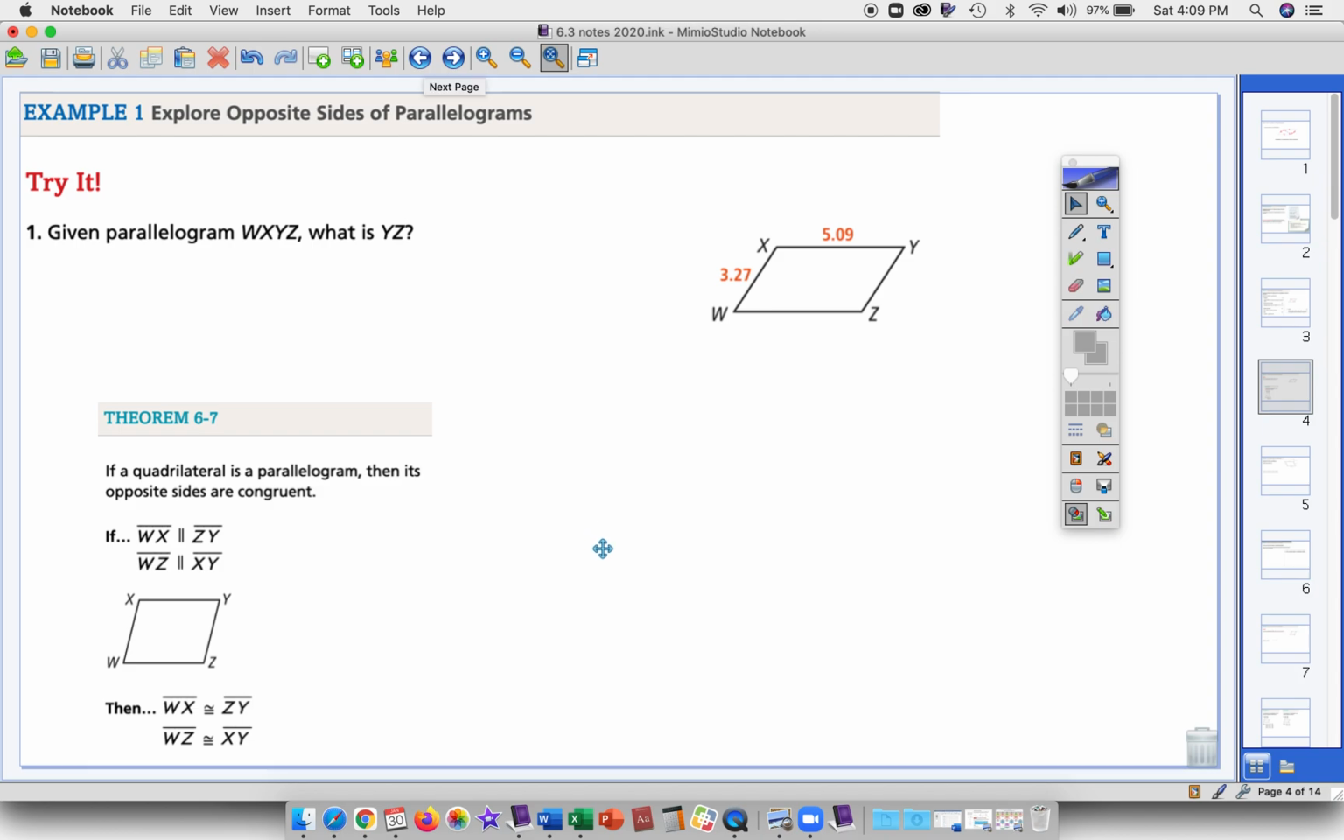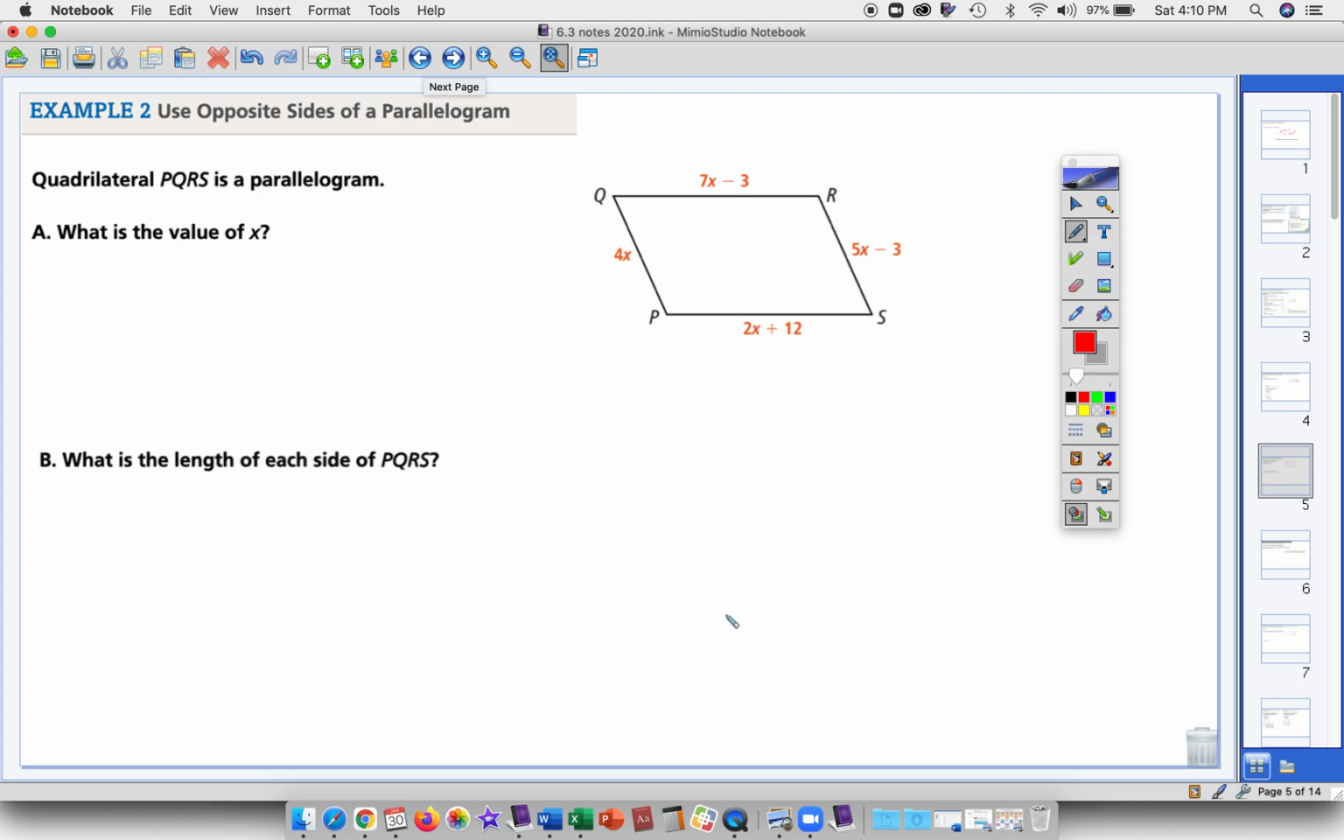So, knowing that, what is the length of YZ? Well, YZ is opposite XW, so we know that the length is 3.27. Okay, so that brings us to theorem 6.7, which states that if a quadrilateral is a parallelogram, then its opposite sides are congruent.